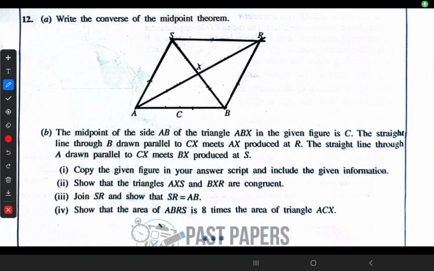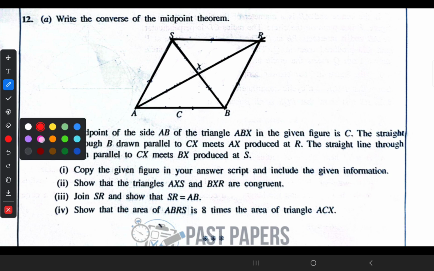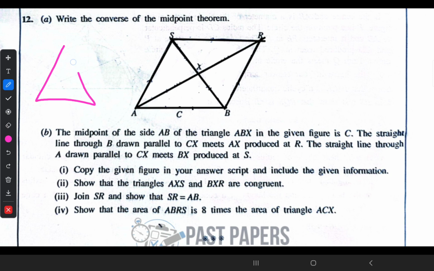Last year's 24 a little paper, a congruence of triangles related theoretical question. Okay, let's see. Write the converse theorem of the midpoint theorem. First of all, you should write the converse theorem of the midpoint theorem. Thereafter, what it means, the converse theorem of the midpoint theorem, that means you draw a triangle, it's easy.